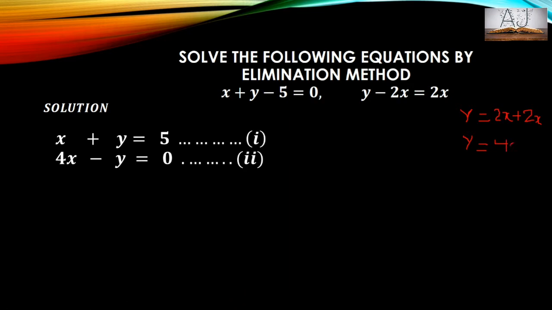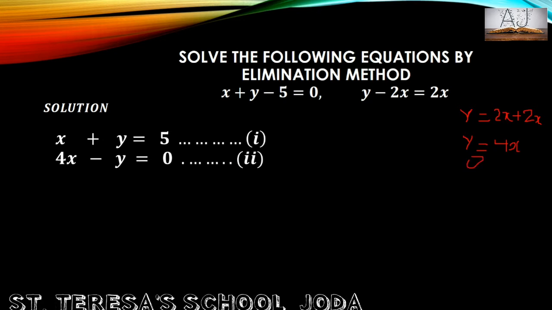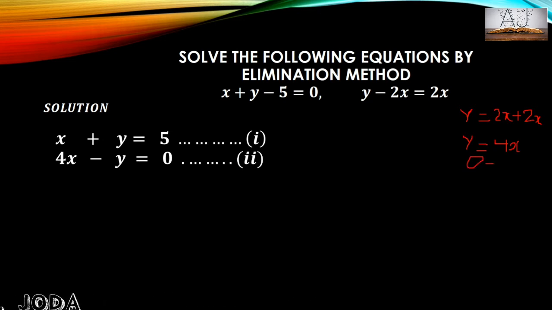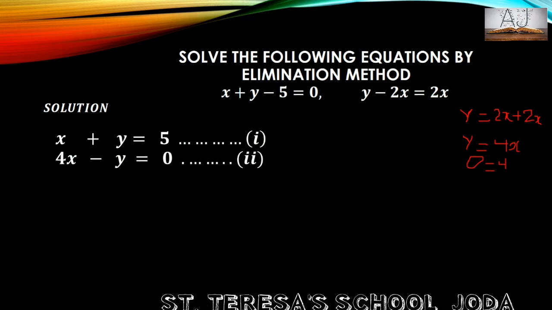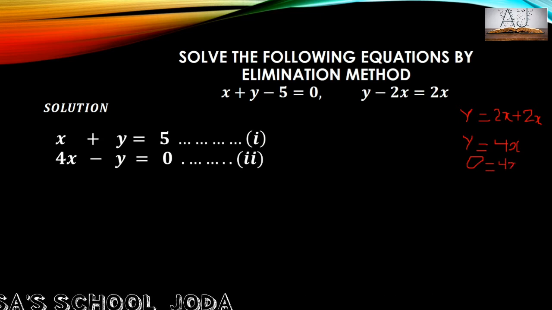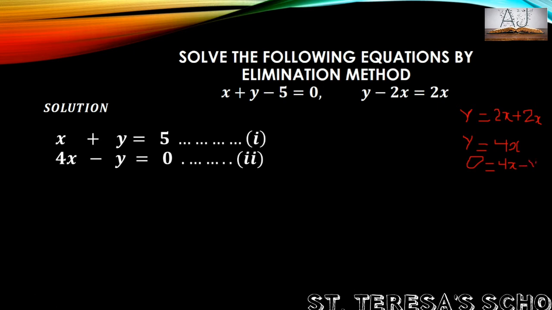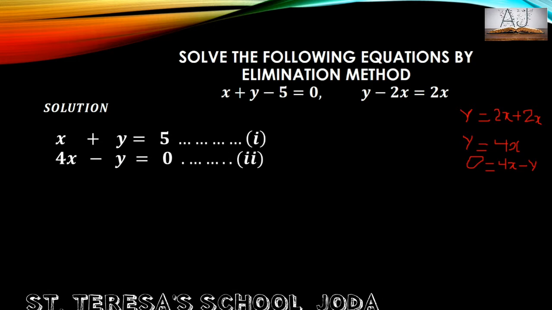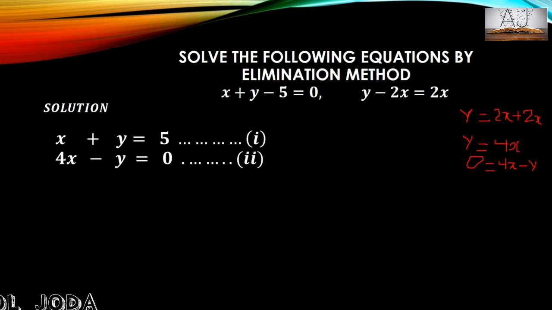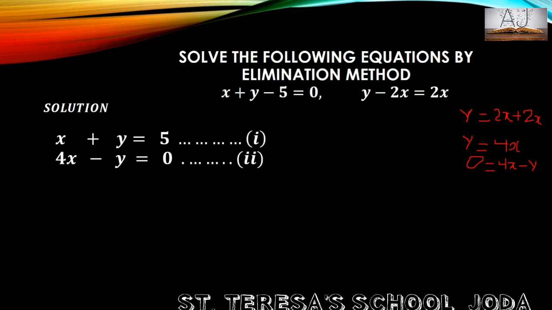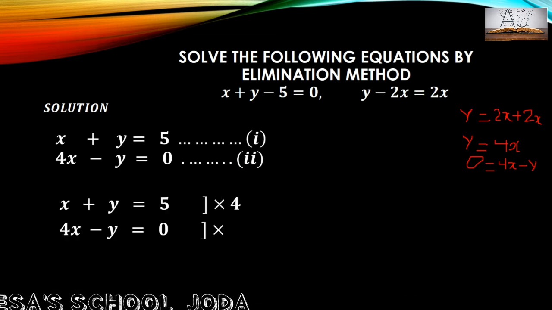We are going to bring it in the format as I told. In the elimination method, the format is ax plus by equal to c. So y taken to the other side, so 0 equal to 4x minus y. Yes, this is what we need to do. I have written there 4x minus y equal to 0. Here I got 0 equal to 4x minus y, and I have written 4x minus y equal to 0. It's the same thing.